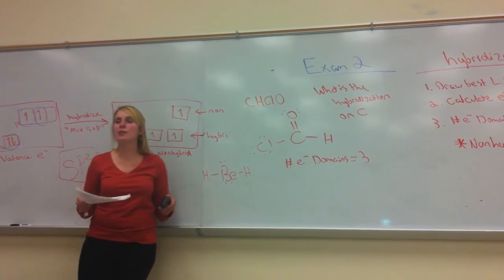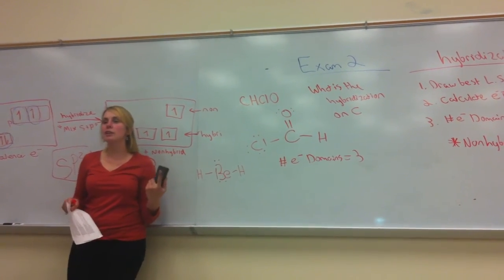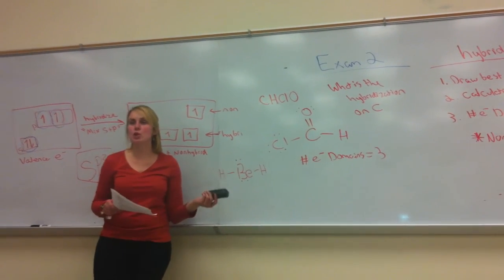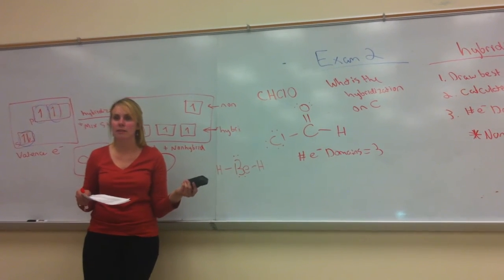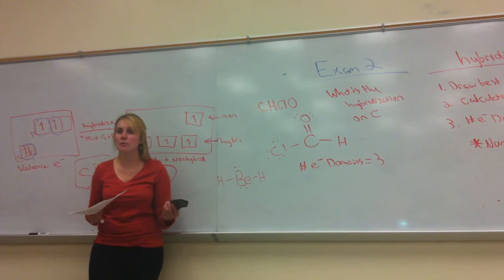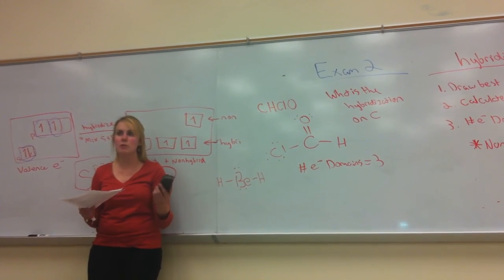Okay, lastly, bond order and bond length. If my bond order increases, what happens to my bond length? Decreases, right? For a triple bond, my bond order is 3. Double bond, it's 2. Single bond, it's 1.